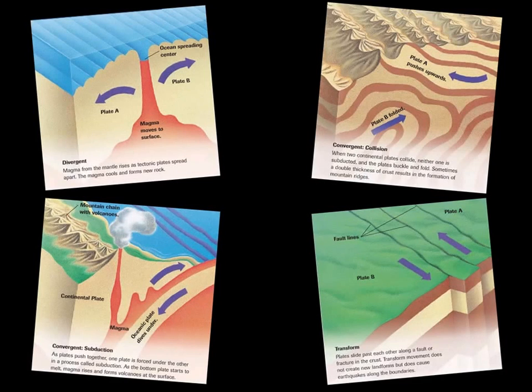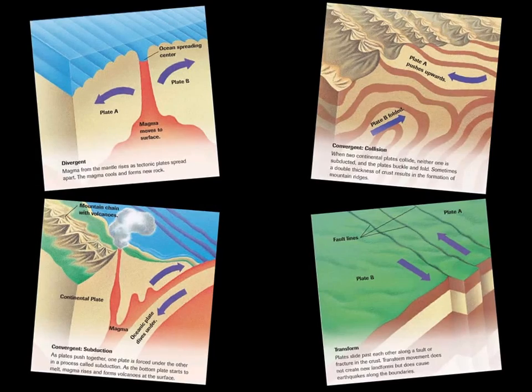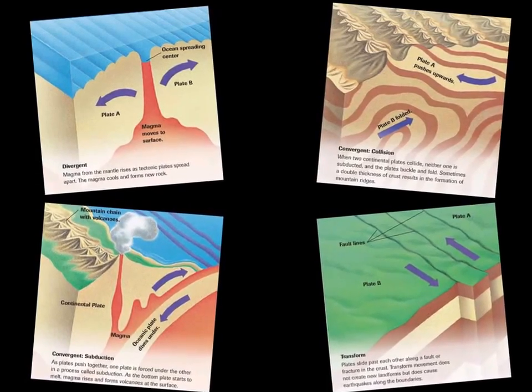Here are several pictures of the different types of boundaries. You have divergent, convergent collision, convergent subduction, and transform. If you pause here and study these, I think you'll understand the concept more clearly.